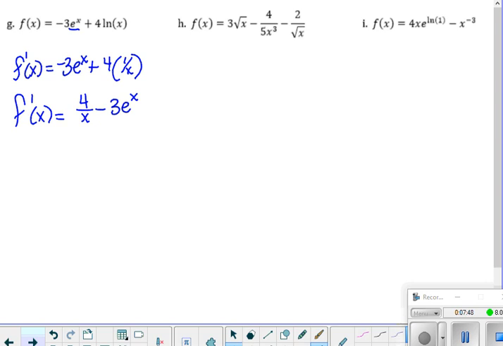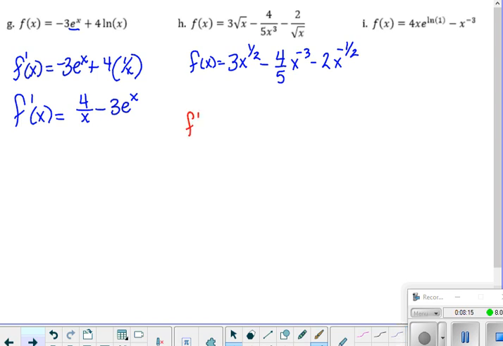H looks horrific. F of x equals 3x to the 1/2. Remember those radicals? We most likely want to write them as exponential powers there. So I have 4/5 x to the negative 3 minus 2x to the negative 1/2. Power rule all the way. Just be careful with the math on it.